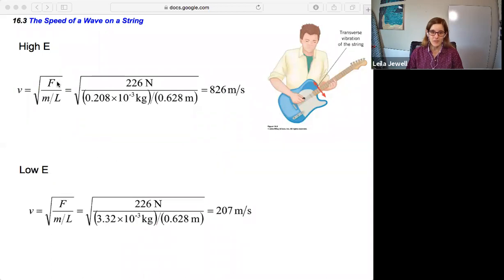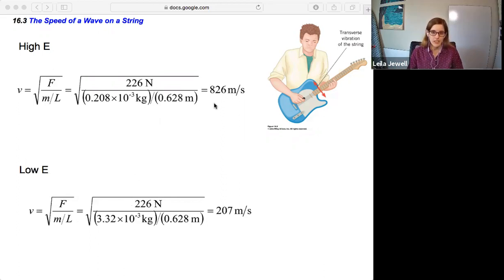All right, so note we have our equation for the speed of a wave on a string, square root of the tension force divided by mass divided by length. And that's the same for both equations, for both the high E and the low E. The tension force is the same, the length is the same. The only thing that's different is the mass. And if you look at a guitar, you'll see this, that the high E string is very thin versus the low E string is thick. If you look at a bass guitar, the strings are even thicker.